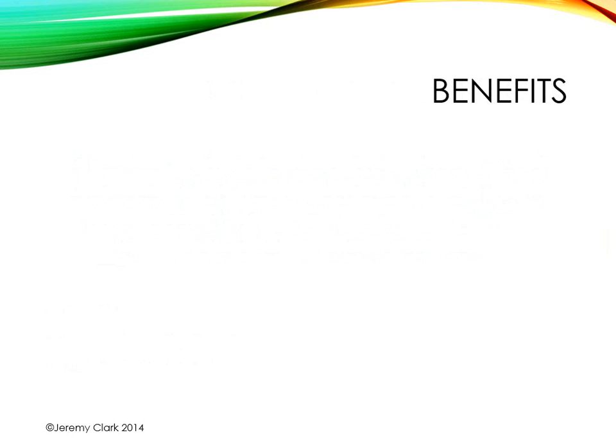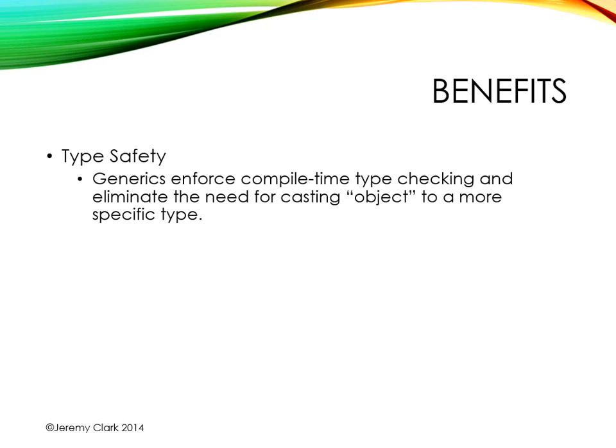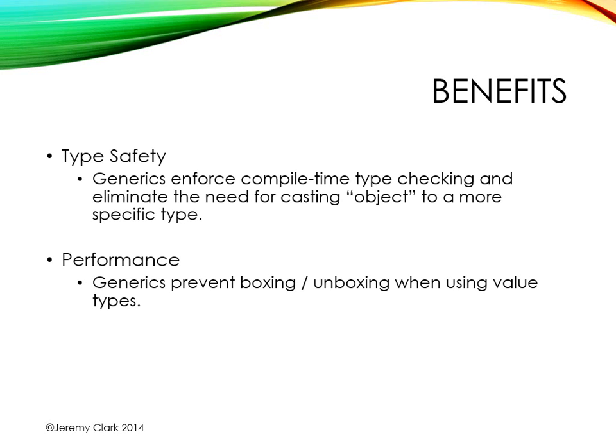And what benefits do we get from generics? Well, we get type safety. We saw when we were looking at collections that generic type parameters limit our class to work with a particular type. This allows us to use strongly typed objects when we're dealing with our particular classes. Generics also give us a performance benefit. They prevent the boxing and unboxing that's required when we use non-generic types.